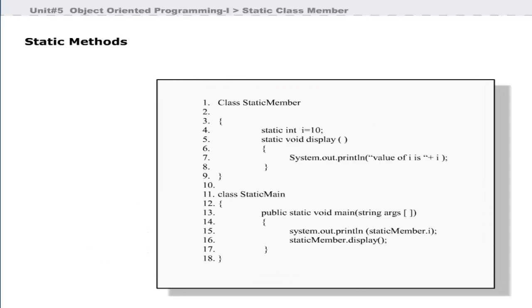This example demonstrates a static method. Line 5 declares a static method. This method is called in main method at line 16. Static methods can be called without object and by using their class name.